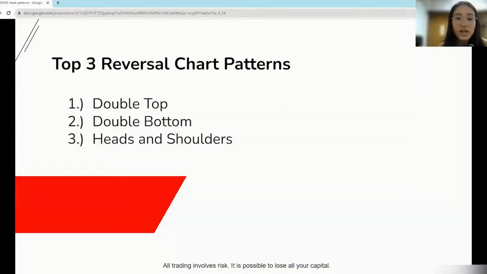So let's now look at the top 3 reversal chart patterns. These chart patterns basically indicate that there will be a reversal in trend. And of course, you would know that there are a lot of different ways for you to identify a trend reversal, but these chart patterns are our top 3 ways. Of course, you should use these not on their own, but also in combination with other technical analysis methods.